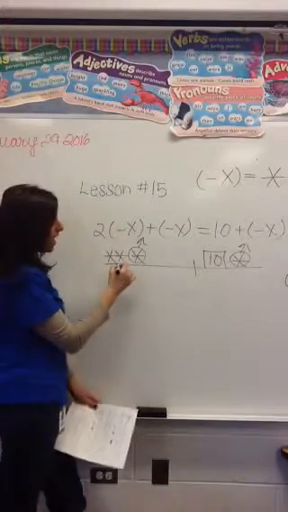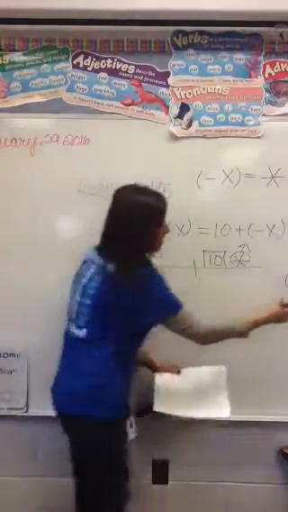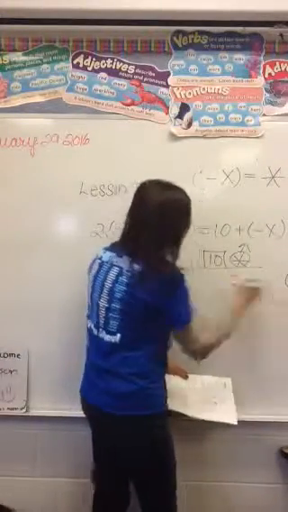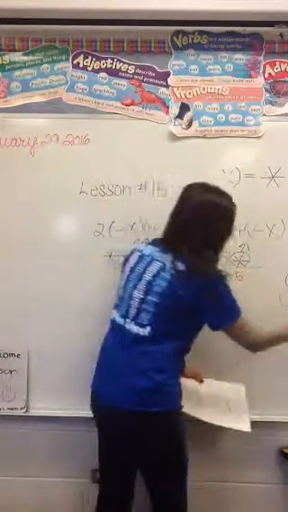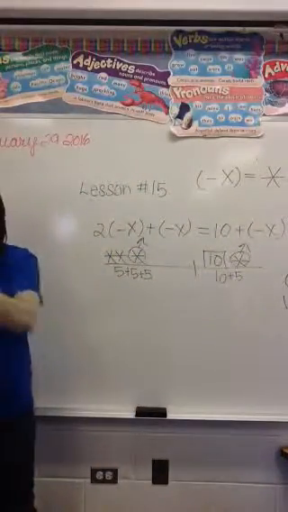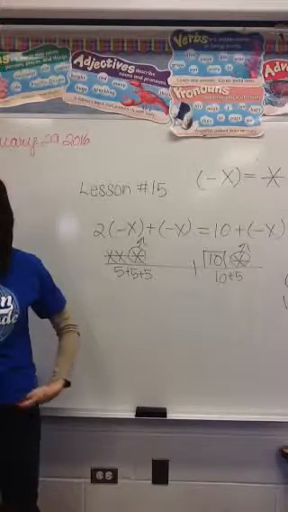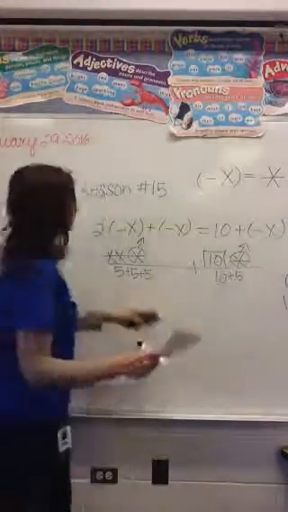So your left side, 5 plus 5 plus 5, 15. And on your right side, 10 plus 5 equals 15. 15 equals 15. Check. Any questions on that one? Okay, I have one more.